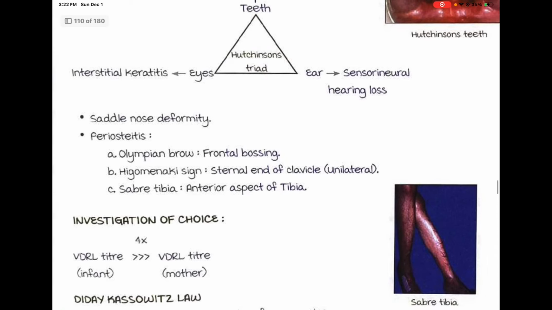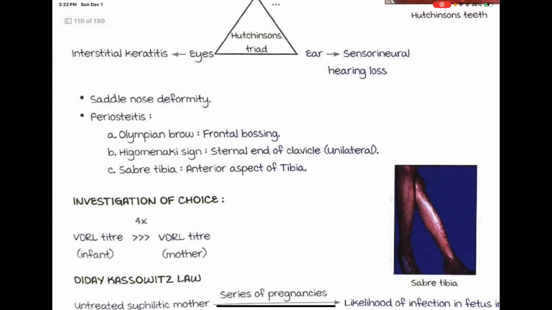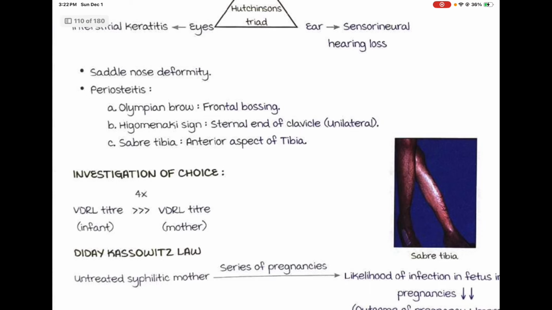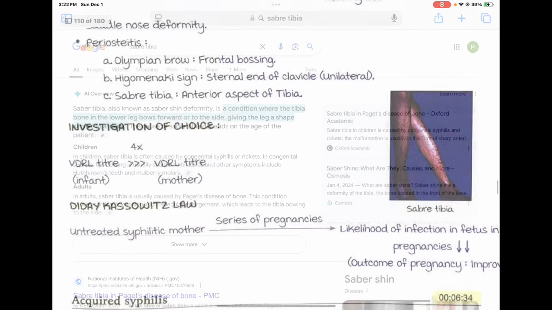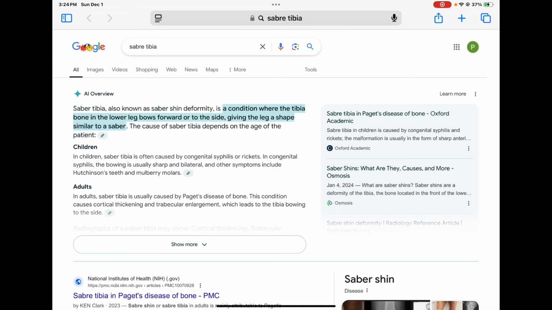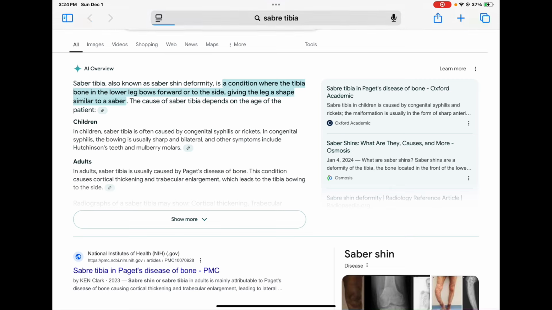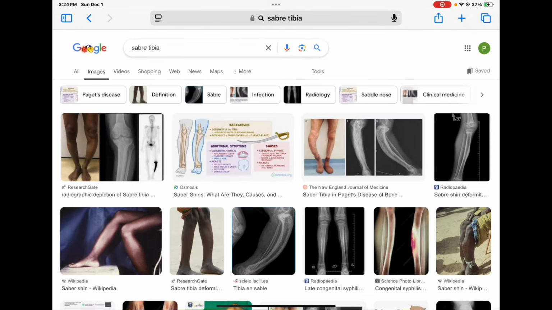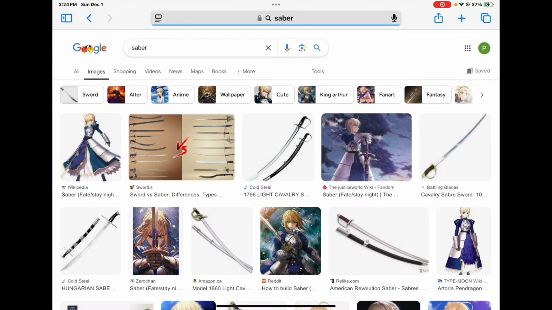frontal bossing, Higoumenakis sign, sternal end of clavicle unilateral, saber tibia, anterior aspect of tibia. Saber tibia is a condition where the tibia bone in the lower leg bows forward to the side, giving the leg a shape similar to a saber. So, a sideways bent tibia. And a saber is this. That's a saber.